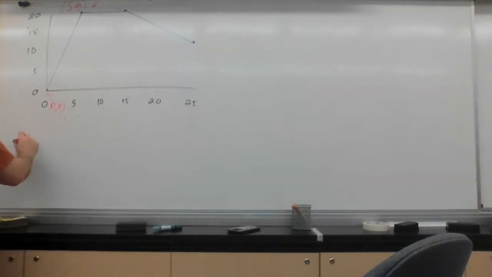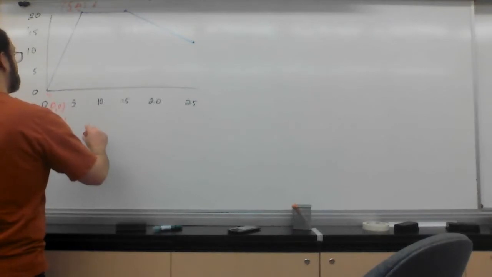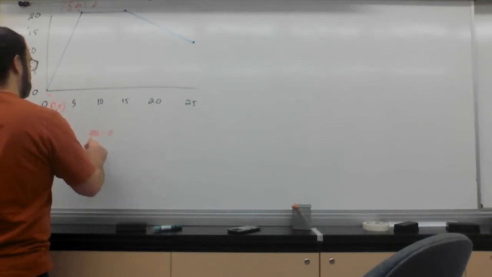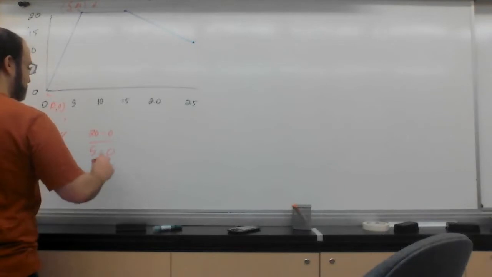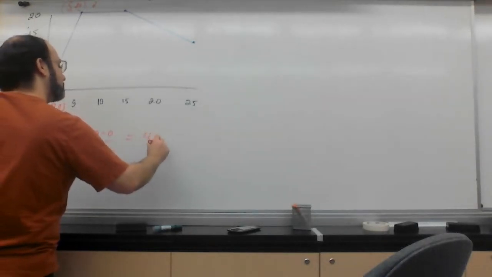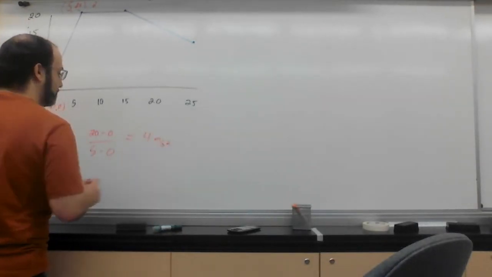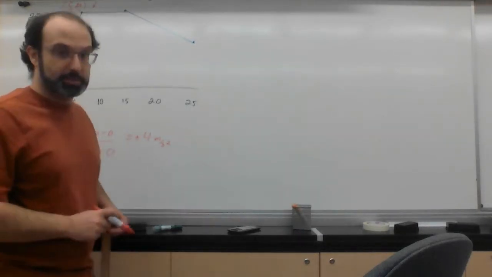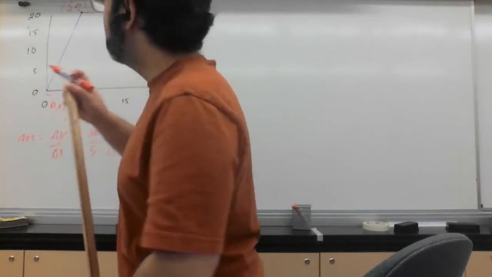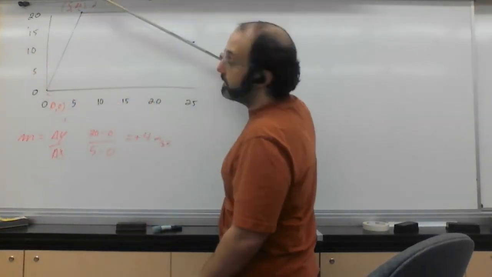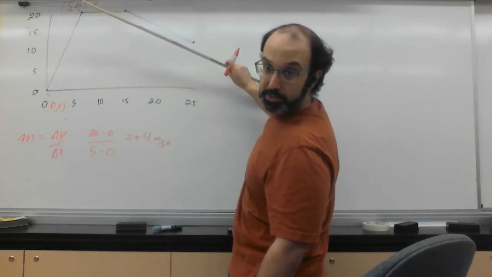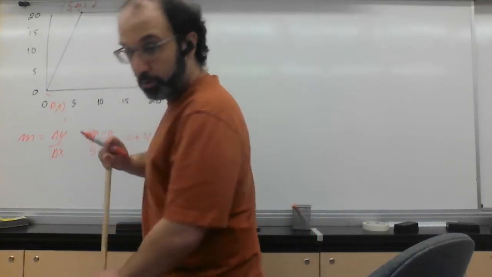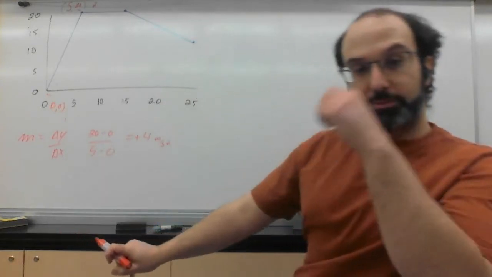So if I were to find the slope, just like so, it's going to be change in y over change in x. So y2 is 20 minus 0 over 5 minus 0. So in this case, the slope would be 4 meters per second squared. And positive, because it's positive slope. This one over here, of course, is a negative slope, as we can clearly see because it points down. Okay, so there we go. We have our basic information.